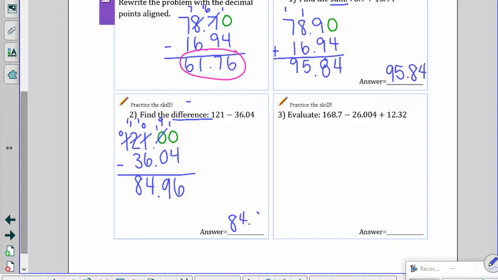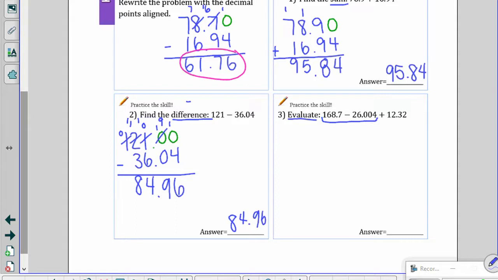Okay, here's our last problem. This one's a little bit trickier. We need to evaluate, which means we're going to find the answer to 168 and 7 tenths minus 26 and 4 thousandths plus 12 and 32 hundredths. Now we're going to follow the order of operations, which means that we do addition and subtraction from left to right. So we're going to start with this subtraction problem right here.